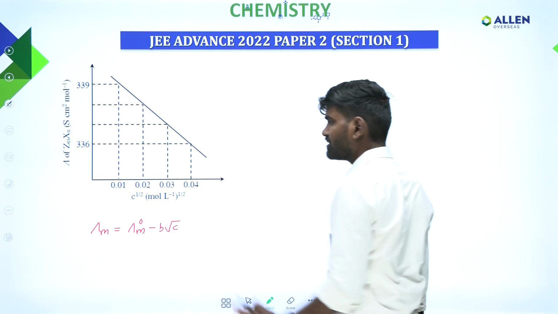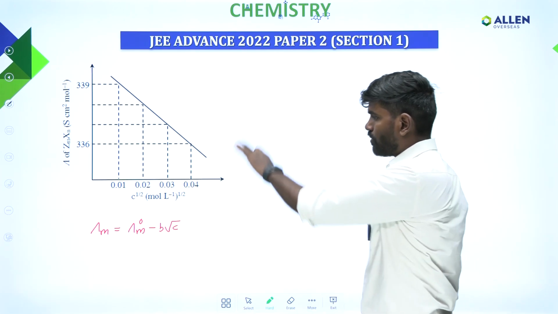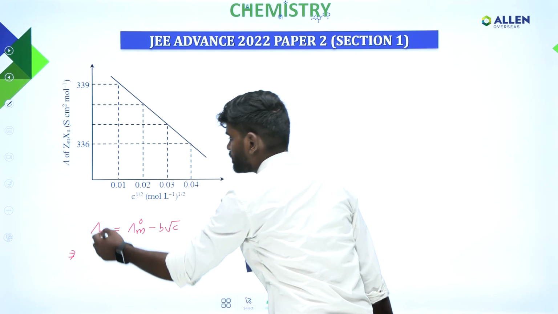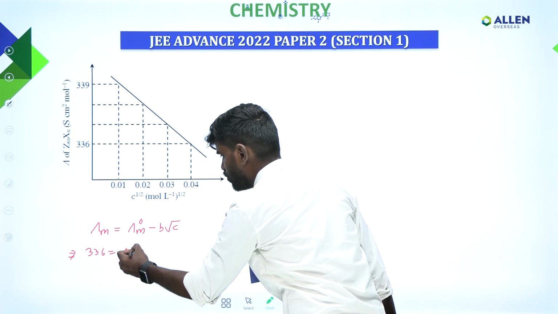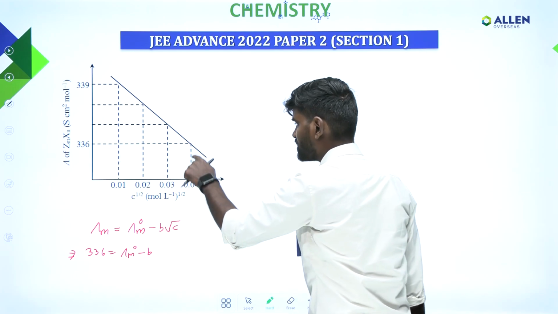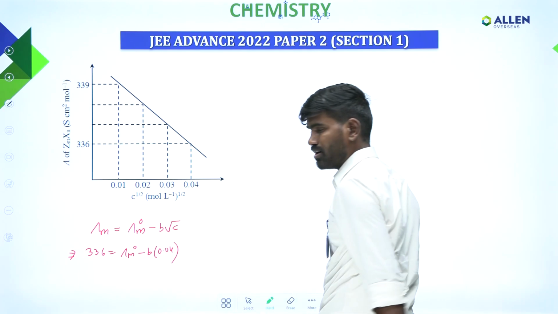Actually, this is the equation of this straight line, and you can get it in another way also if you want, right? From this straight line, after putting these values, you can get 336 is equal to lambda m naught, which we don't know, minus B, which we don't know, but root C we know. At 336, what is the value of root C? That is 0.04. You can write 0.04, right? That can be called one equation.